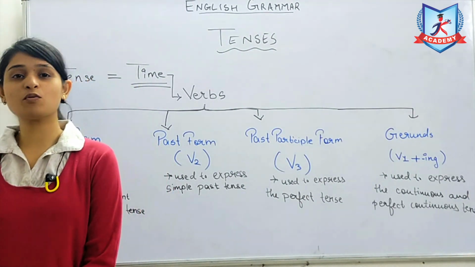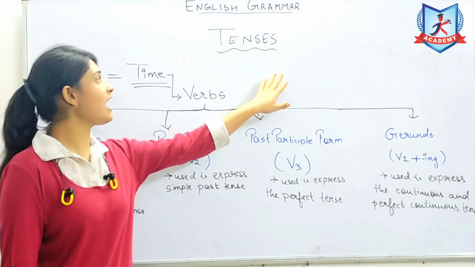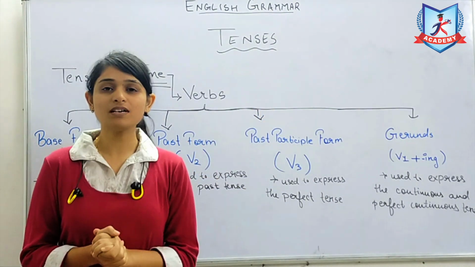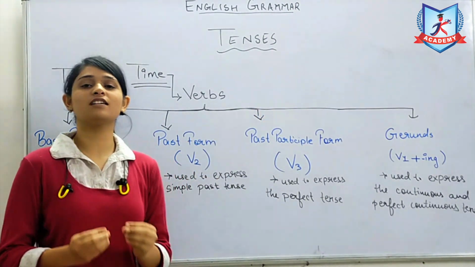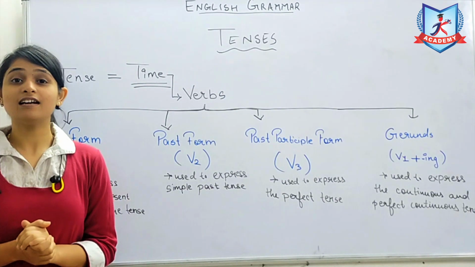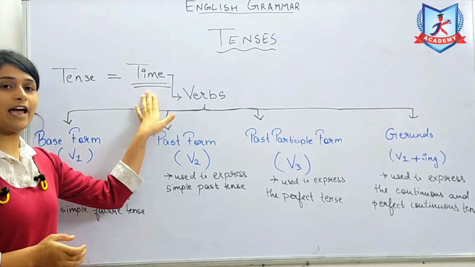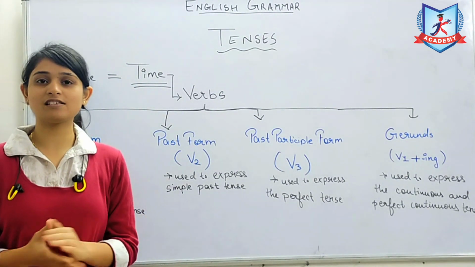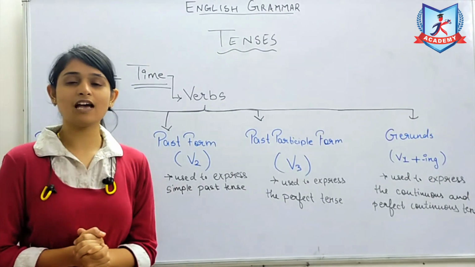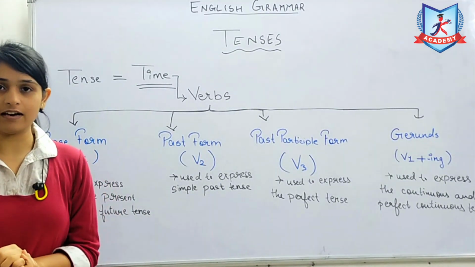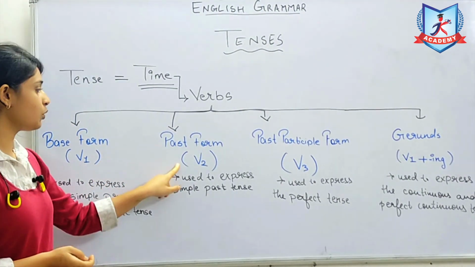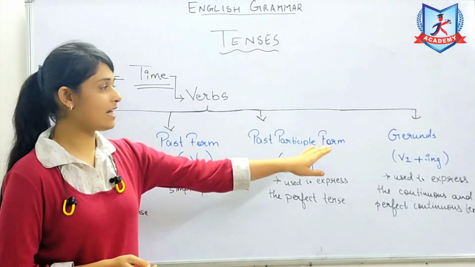English is a language and the base of any language is grammar. और grammar सीखने के लिए जो सबसे important चीज़ है that is tense. Tense का meaning होता है time and time is expressed using verbs. Verbs can be divided into four different categories: V1, V2, V3 and gerunds.